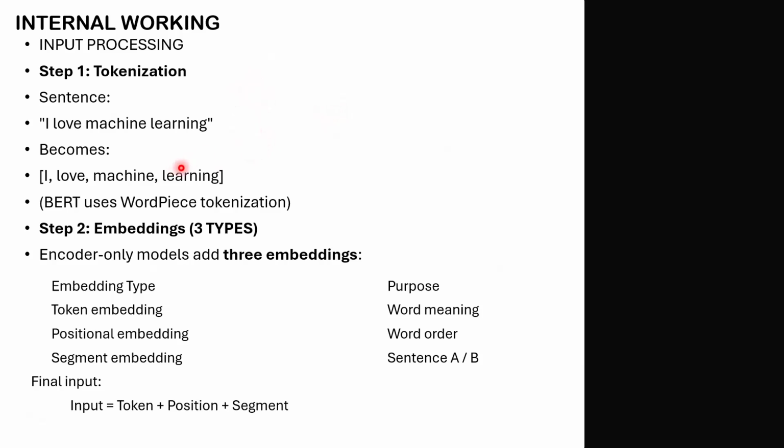It becomes the different words: I, love, machine, learning. BERT uses WordPiece tokenization. Next, step two is embeddings. Basically we have three types. Encoder-only models have three embeddings. Token embedding is like word meaning. Positional embedding is used for word order, and segment embedding means sentence A or B. So finally, our input equals token plus position plus segment.